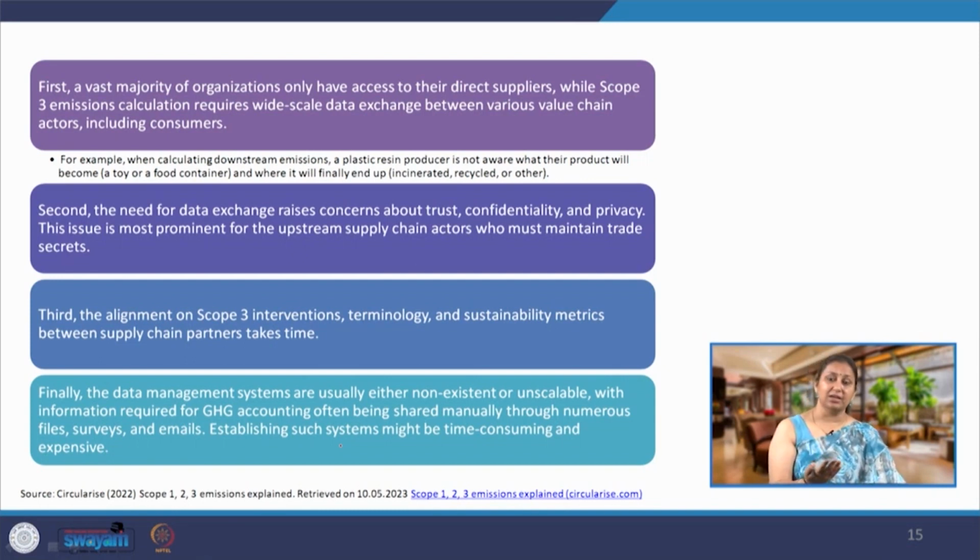Sometimes we want to declare, and other times the business requirement is such that we cannot declare. So, that is another challenge that is faced by a lot of companies which want to declare. The third is the alignment on scope 3 interventions. So, this is what I have been discussing, that scope 3 is really wide and there is not one party as a stakeholder, there are multiple stakeholders through the entire value chain.